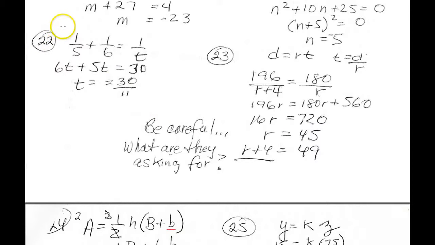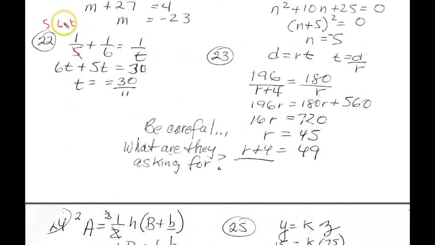Here, someone can get a job done in 1/5 of an hour, another in 1/6 of an hour. How much time working together? This is right from our notes. So our common denominator is 5 times 6 times t.